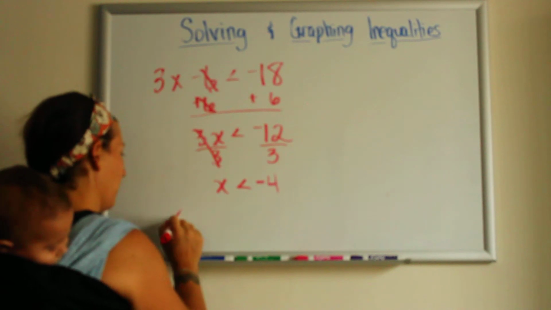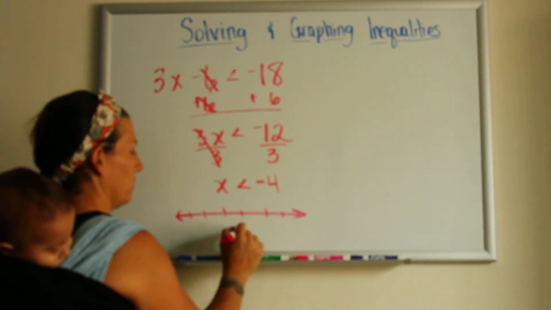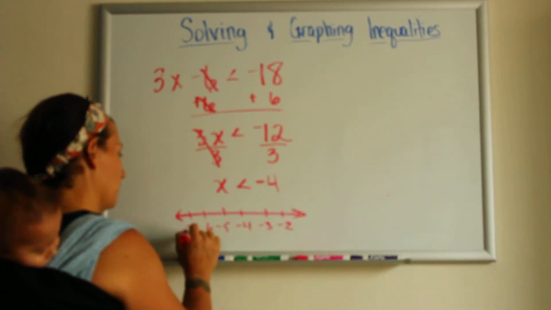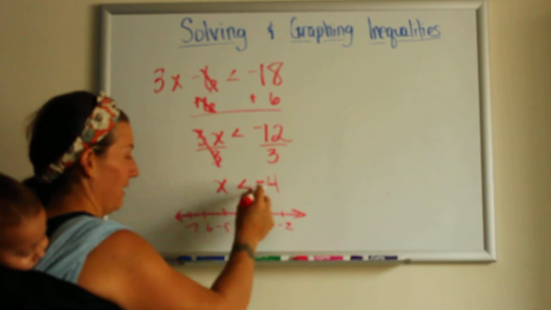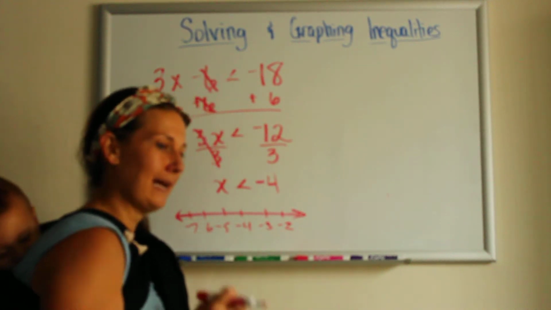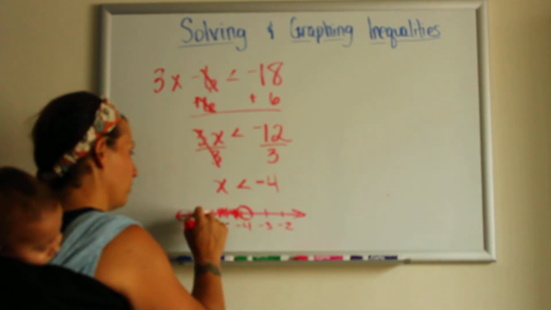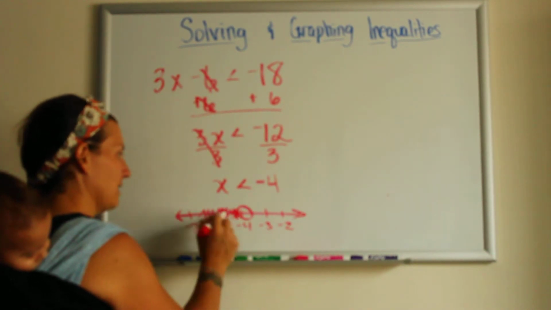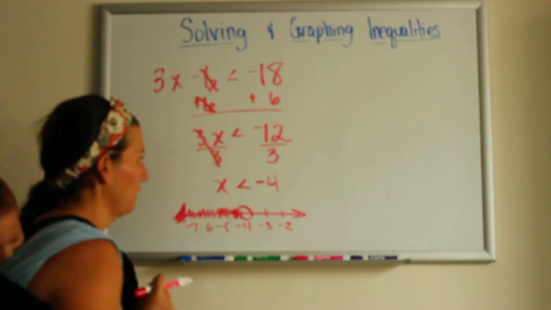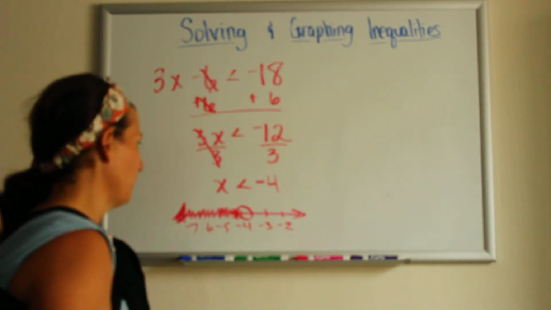And when I graph this, I'm going to have all my values smaller than -4 that will work. So all these values will work, but -4 itself will not work because x must be less than -4. So I use that open dot to say -4 is not a solution, but everything just left of -4 is a solution. And then I can check my answer by picking a value somewhere to the left of -4, so maybe -6.